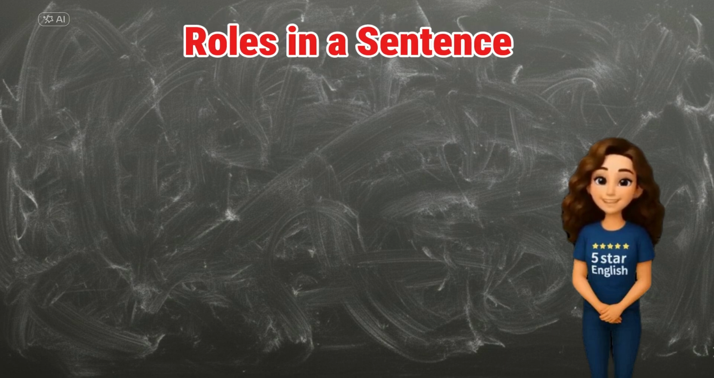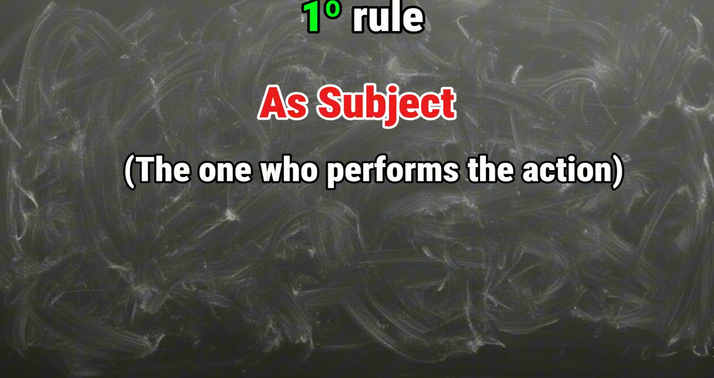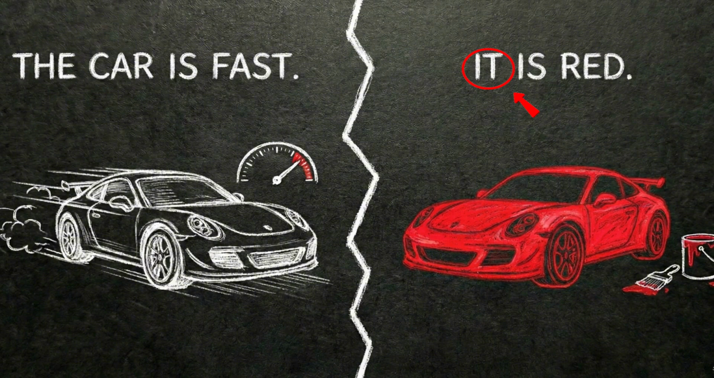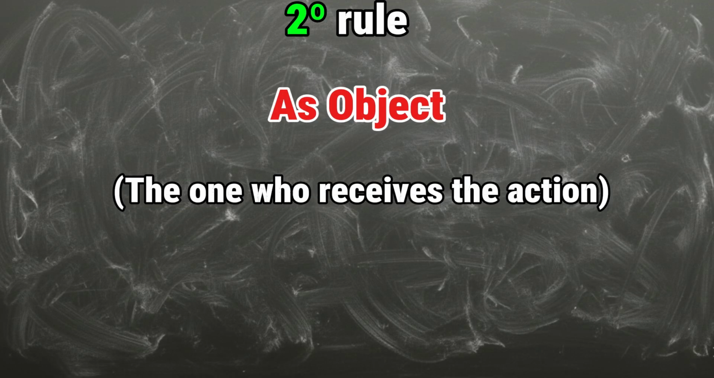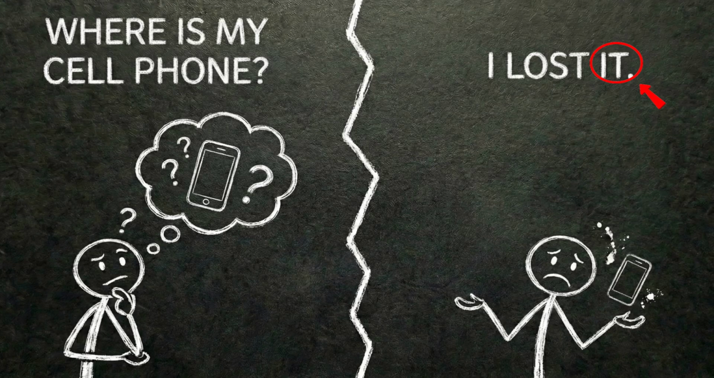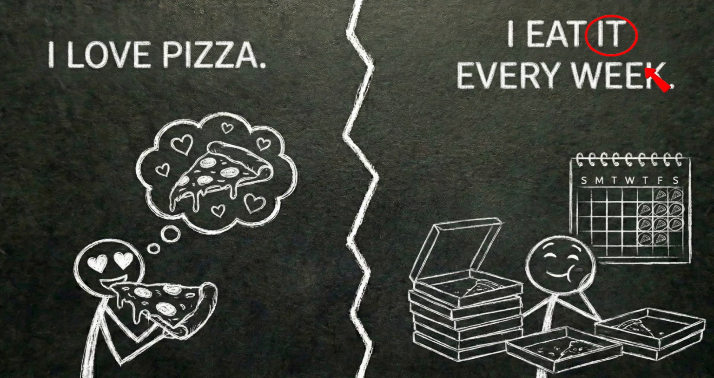Roles in a sentence. As subject, the one who performs the action. The car is fast. It is red. I have an idea. It's brilliant. As object, the one who receives the action. Where is my cell phone? I lost it. I love pizza. I eat it every week.